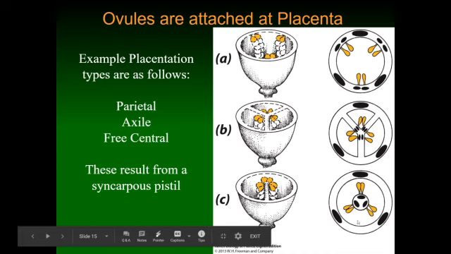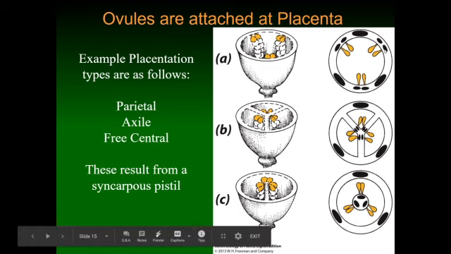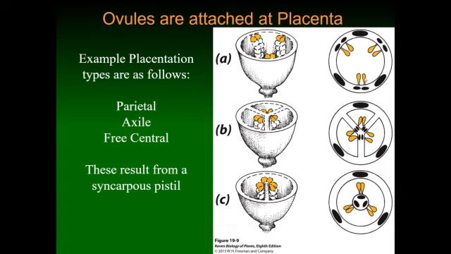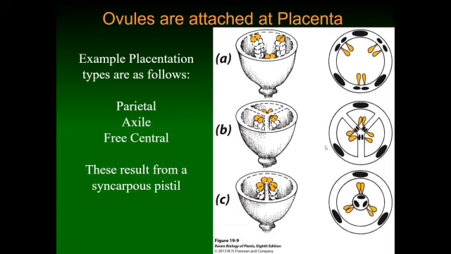All of these come from a syncarpous pistil. This pistil is composed of multiple carpels. You can see here, we've got 1, 2, 3. So this one's composed of 3 carpels. Now you might think, hey, it's got 3 carpels, that means it's a monocot. That can be true, but that's not always true. You have to look at the rest of the flower to make sure that the whole thing has a pattern of 3s. So a syncarpous gynoecium is when these carpels are fused to one another.